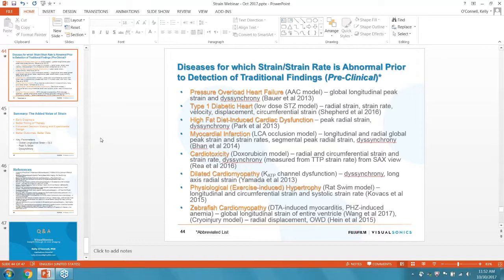So if you know that there's pressure overload in your model, like a TAC model, and you do strain and compare to a sham, well, that overload is going to influence your strain value, because strain is a measure of systolic function. So there is no normalization value to it, just like there's no normalization value to ejection fraction, for example.